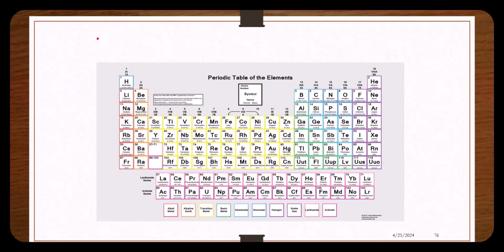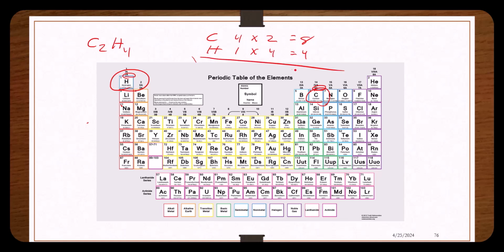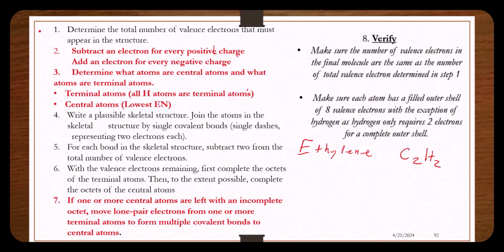Pulling up a periodic table, we said the formula was C2H4. So carbon is right here, in the 4th group, which indicates it has 4 valence electrons, and hydrogen is right here, in the first group, indicating it has 1 valence electron. Starting off with carbon, it has 4 valence electrons, and it has 2 atoms, giving us 8 valence electrons. Hydrogen has 1 valence electron. It has 4 hydrogens, so that would give us 4 valence electrons, giving us a total of 12 valence electrons. So step 1 is complete with 12 valence electrons.